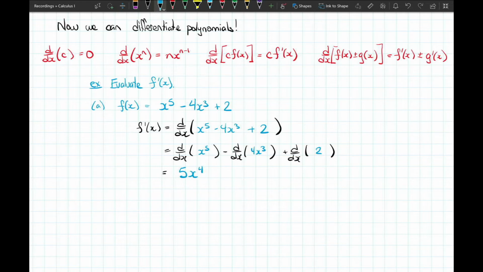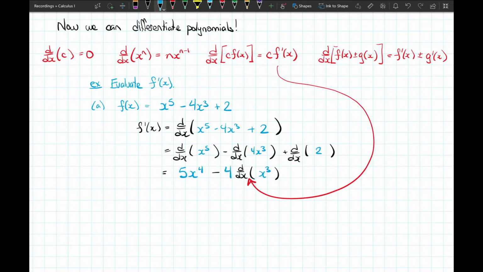Now, the second term has a power, but we can't really deal with that power rule until we deal with the constant in front. This is a 4, which is a constant multiple. It's a coefficient. So I'm going to write this step out. We will probably skip this in the future, but I'll show you that the 4 can be moved out front using the constant multiple rule. And from there, we can do our derivative of x cubed in a further step.